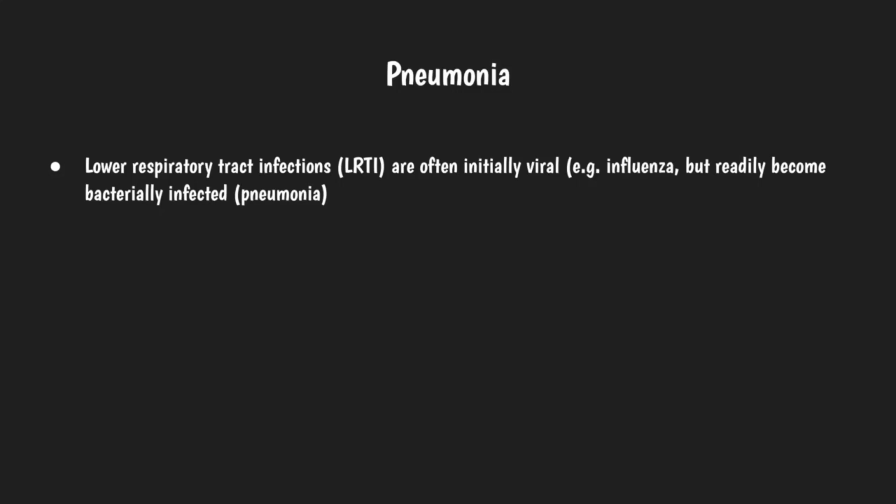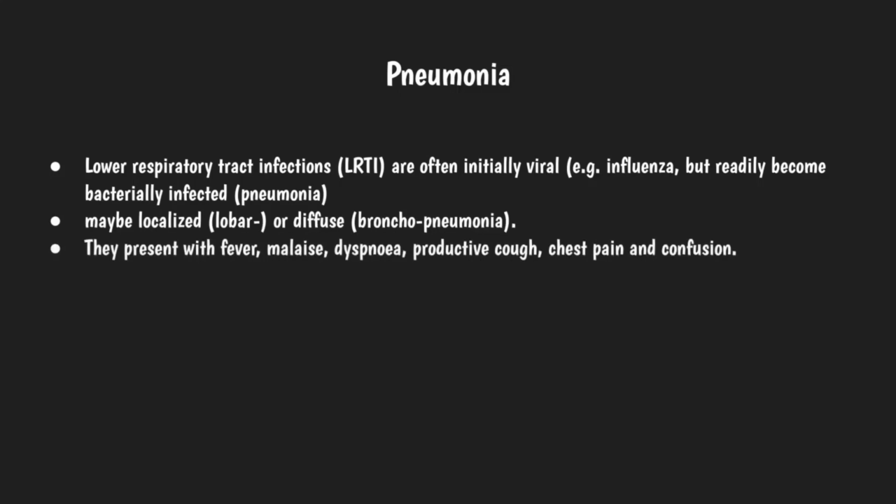Next disease which we'll be discussing is pneumonia. Lower respiratory tract infection. It is often caused by viral diseases initially, but secondarily it gets infected by bacteria and causes pneumonia. This may be localized. When localized, it is called lobar, or it may be diffused where it's called bronchopneumonia. What is its presentation? The patient presents with fever, malaise, dyspnea, productive cough, chest pain, as well as confusion.